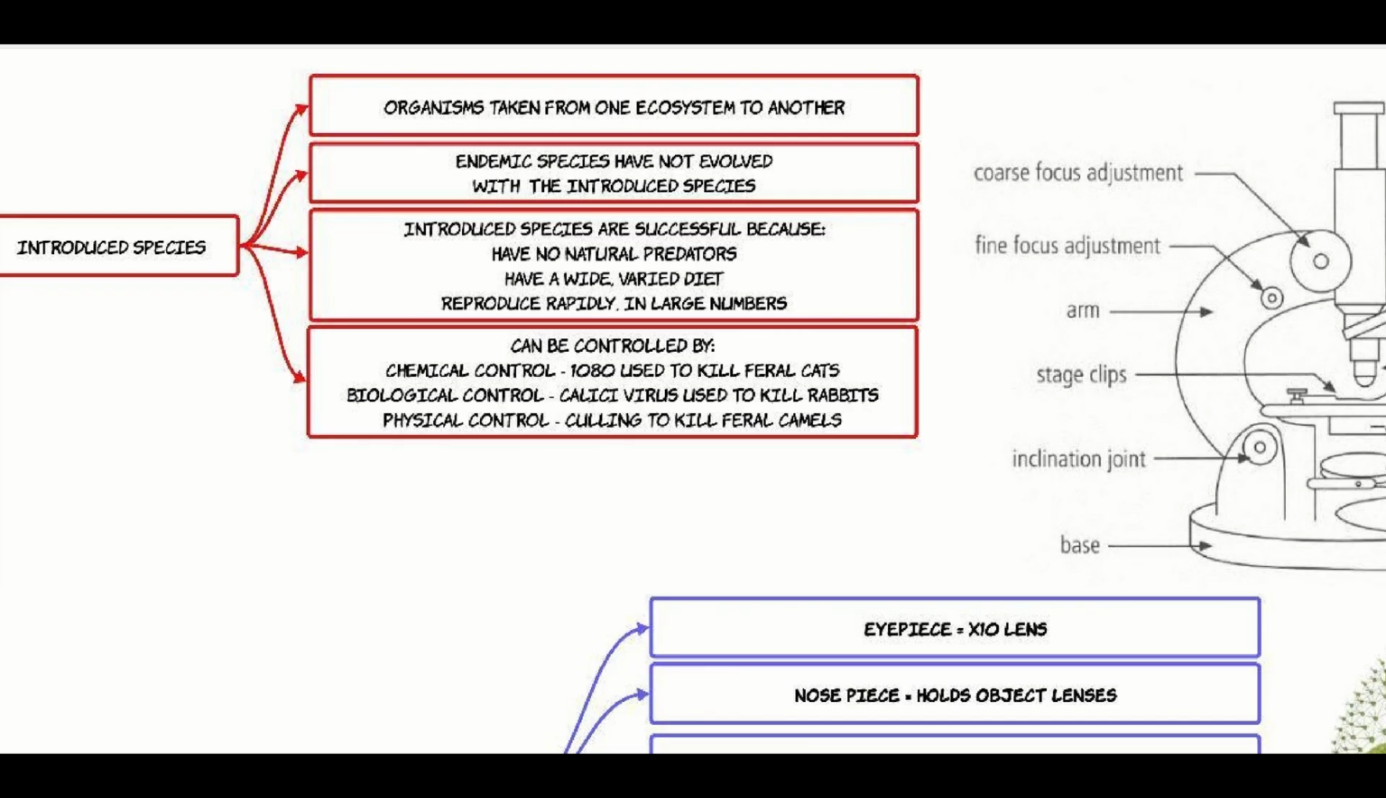Okay, next of all, we've got introduced species. Introduced species are taken from another ecosystem and placed into a foreign one. The endemic species have not evolved with the same introduced species and will be outcompeted.